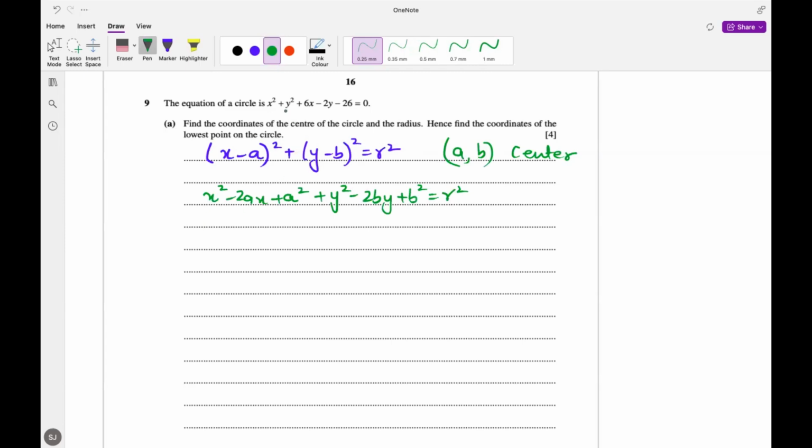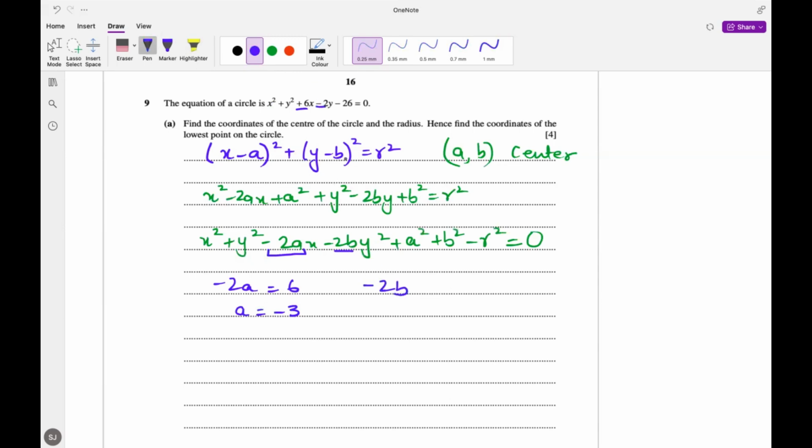Rearranging this to write it like the equation above, we'll write it as x squared plus y squared minus 2ax minus 2by plus a squared plus b squared, and we'll bring the r squared to the left hand side and put it equal to 0. Now the coefficient of x in this term is minus 2a, and in the original equation that was plus 6. So a will be equal to 6 divided by minus 2, which is minus 3. And the coefficient of y over here is minus 2b, which equals minus 2 in the original. So the value of b will be positive 1.